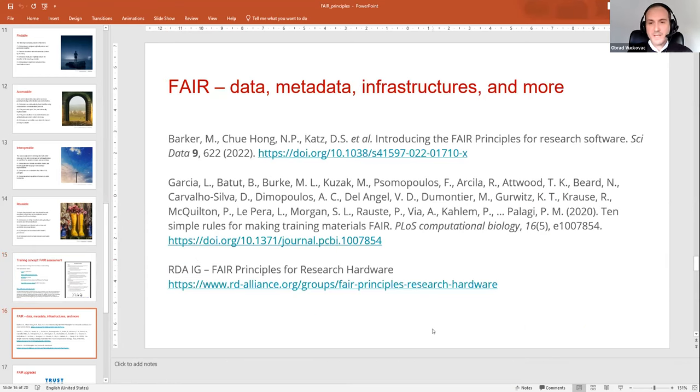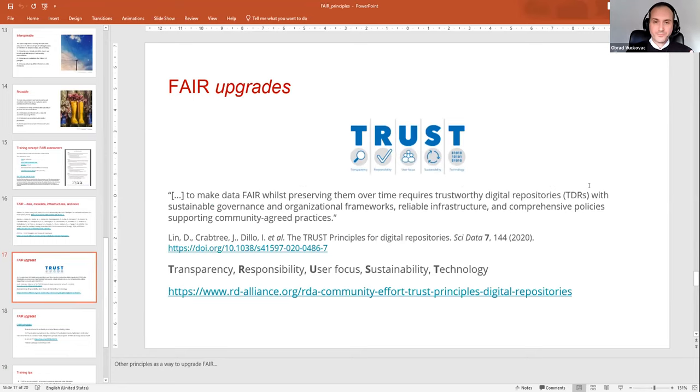FAIR is not just for data. More and more it is used for other research things like research software, and also for training materials. And now we have one interest group in RDA for research hardware. That will be very interesting to see. And there are some upgrades on FAIR, like the TRUST principles that deal with how to manage your repository to be more trustworthy.